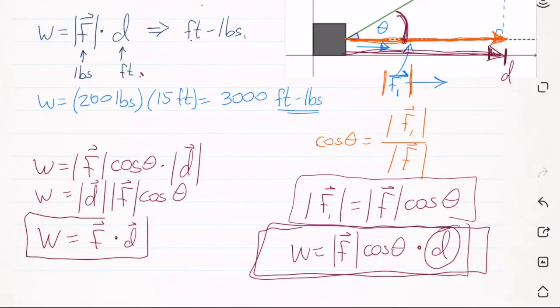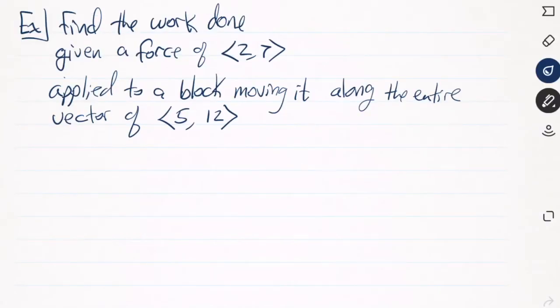So if you're working with pure vectors, this becomes the easier formula. If you're working with a magnitude of a vector and a physical distance, a scalar distance, then this is the formula you want to use, as long as you know what cosine of theta is equal to. So just for fun, this idea in calculus becomes really important, and even more so in differential equations.